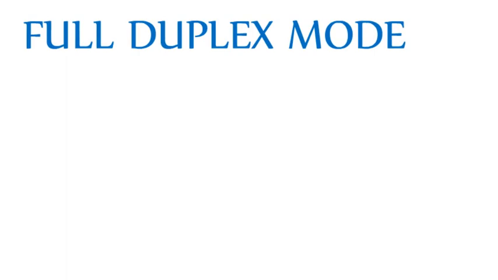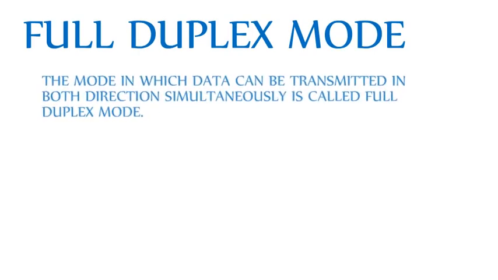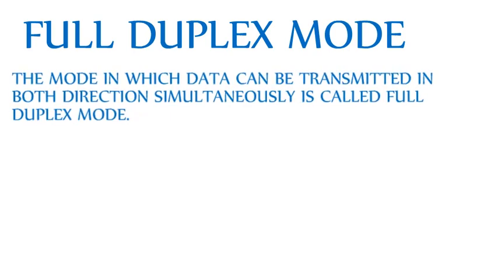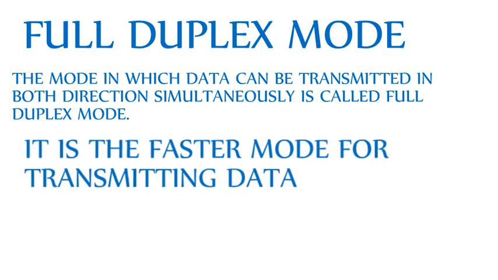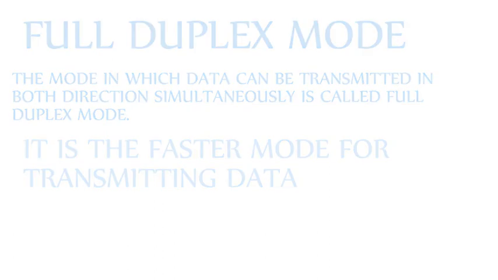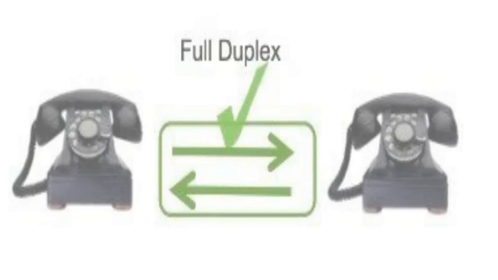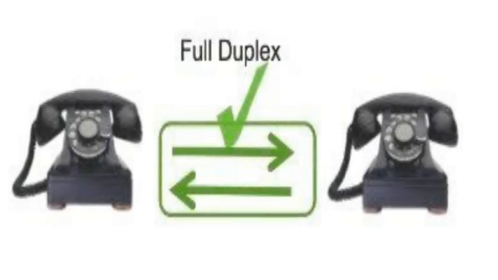Full duplex. In full duplex mode, data can be transmitted in both directions simultaneously. It is a faster mode of transmitting data because no time is wasted in switching directions. An example of full duplex is the telephone set, in which both users can talk and listen at the same time.